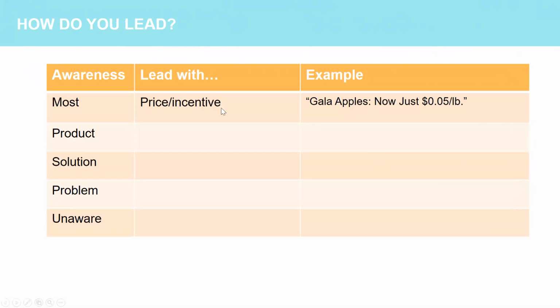Whatever it is that they should, the primary reason they should take action right now. And I've come up with kind of a stupid example here. We're going to talk about Gala apples. It was what was on my desk while I was putting this deck together. Don't judge me. We all get a little stuck. For example, in this case, it might be Gala apples, now just 5 cents a pound. Okay, great. That's all I need to know if I'm most aware and I know what apples can do for me.